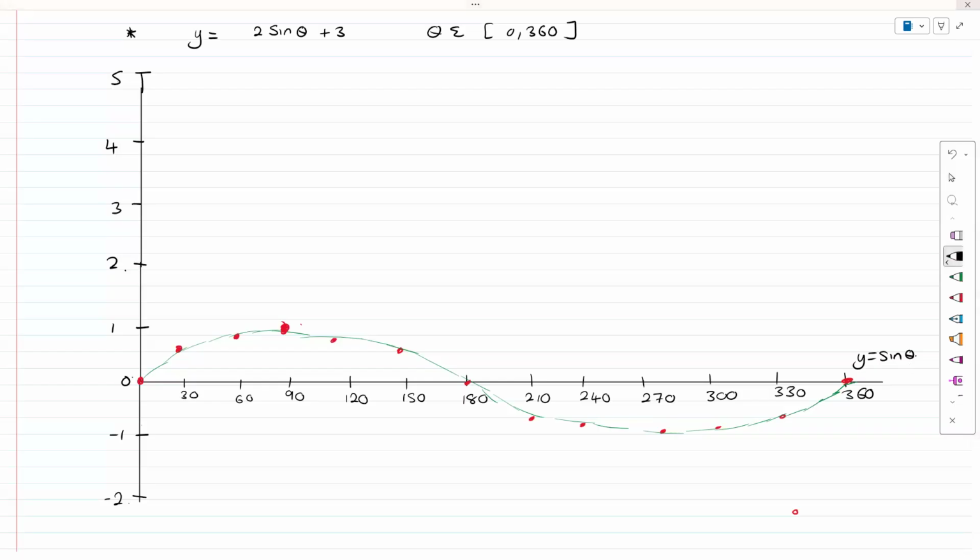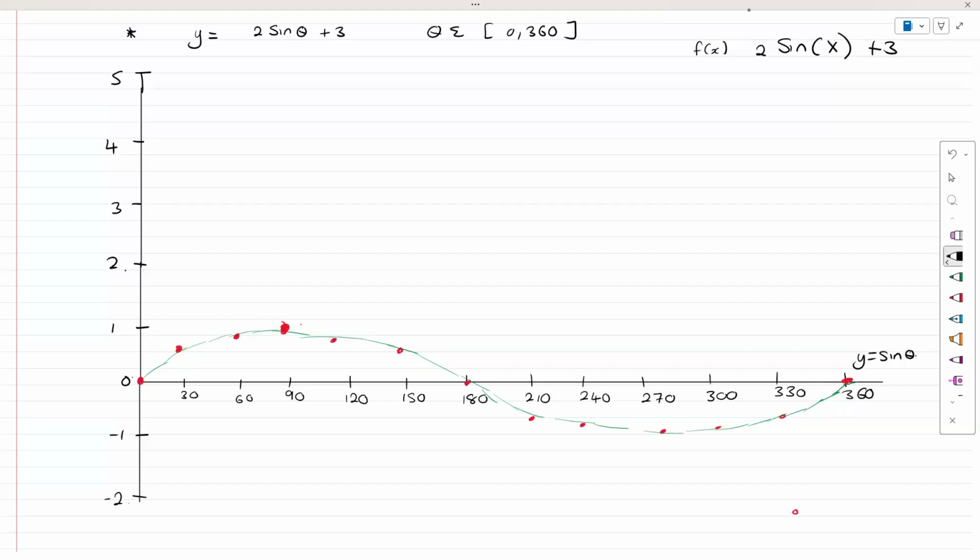I would press mode. I would press table. This is the part that catches you guys. When it comes to f of x, do this here. Put 2, put sine, put open bracket, put x, close the bracket, and then plus 3. Guys, work with me to help me. That's sine. So we're going to go with 2, sine. That's x, close bracket, plus 3.